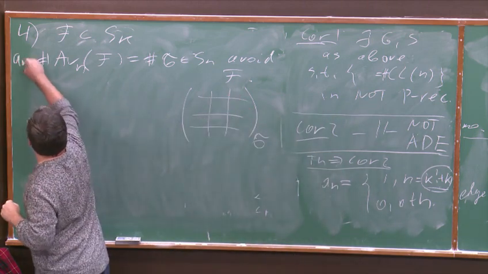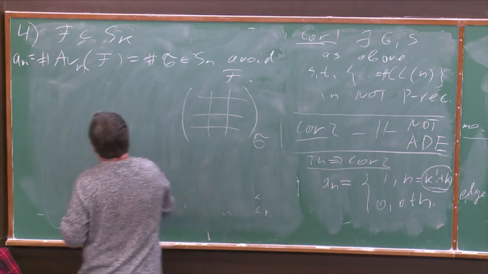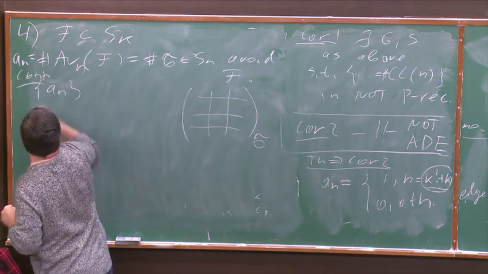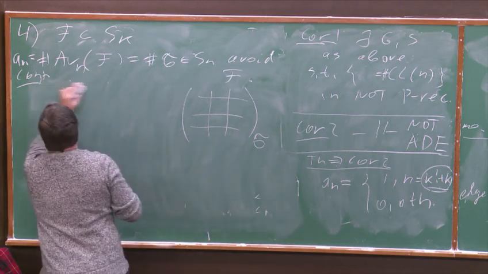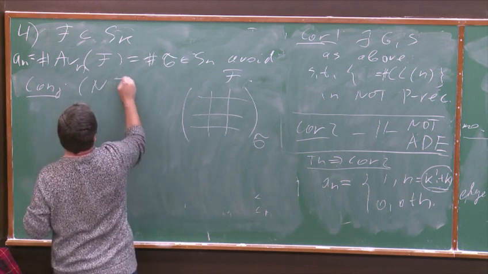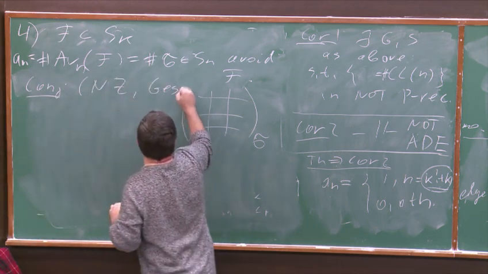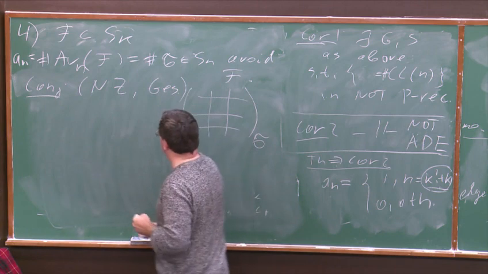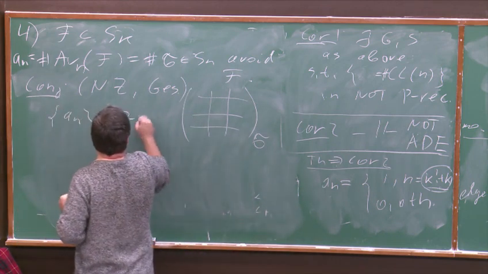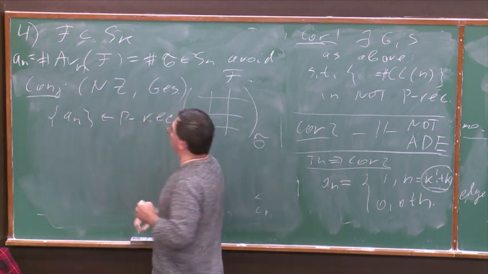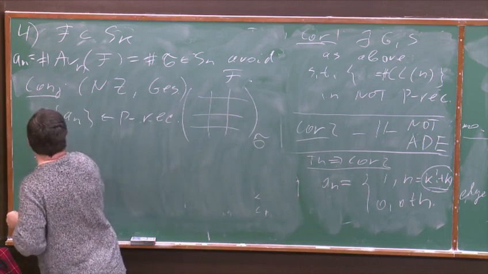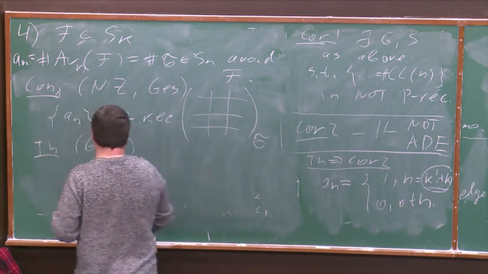And now let's call this An. What can we say about An? This was a conjecture for many years, by Noonan and Zeilberger, also asked as a question earlier by Ira Gessel, that such An are all P-recursive, and they're not. So, theorem. This is a theorem by Scott Garrabrant and myself.